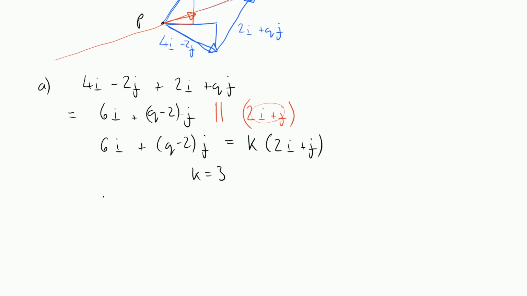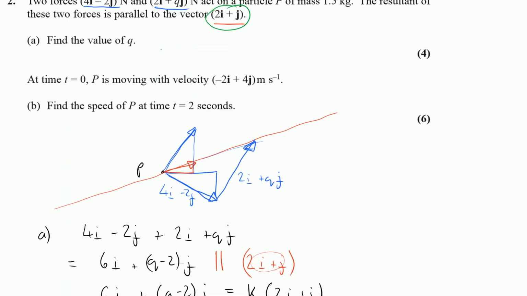Now I can compare the j coefficients to say that q minus 2 must be equal to k times 1, which is going to be 3, so that q must be equal to 5, and there's my answer for the first part of this question. The second part of this question asked me to look at the following.